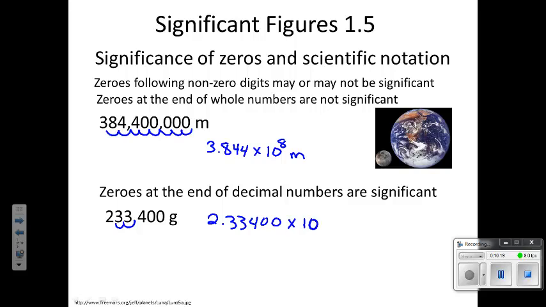And I'm doing it to the left, so it goes up. Right. So in the case of a decimal number, the zeros at the end are significant. Somebody put them there for a reason, because they're significant.